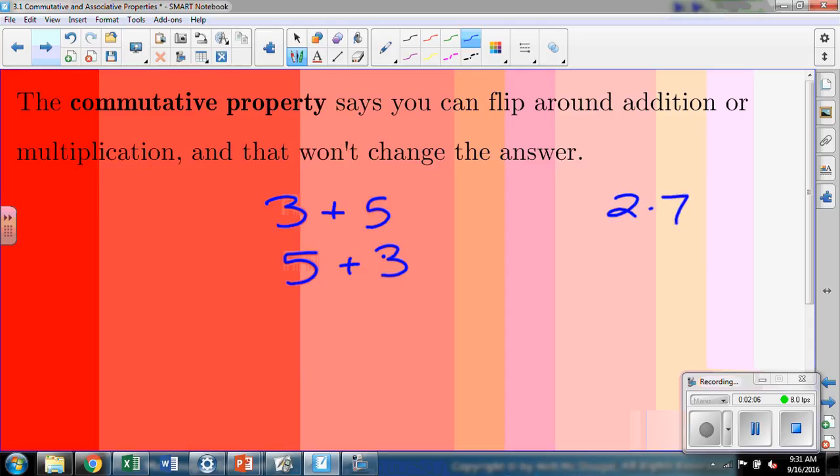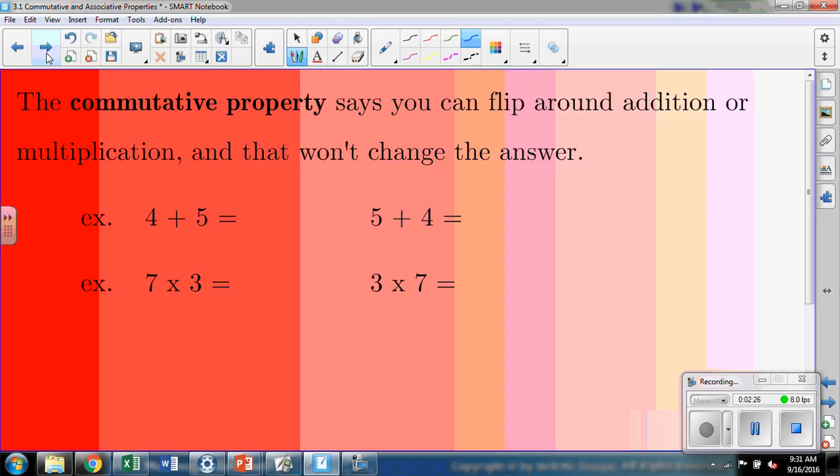2 times 7 is 14. If you flip it around to 7 times 2, it's still 14. That's the commutative property. We can switch the locations of the numbers, and it doesn't change the result afterward.